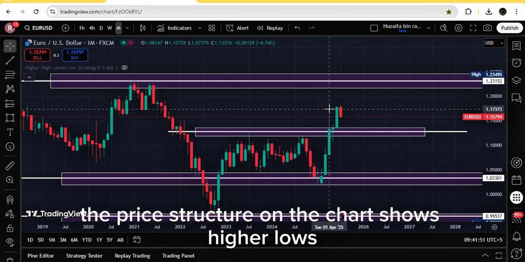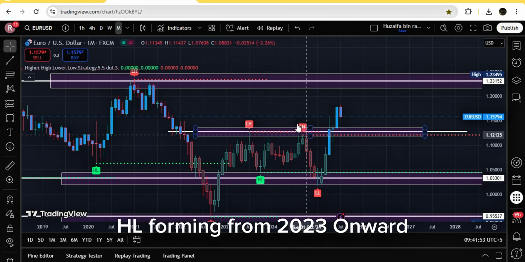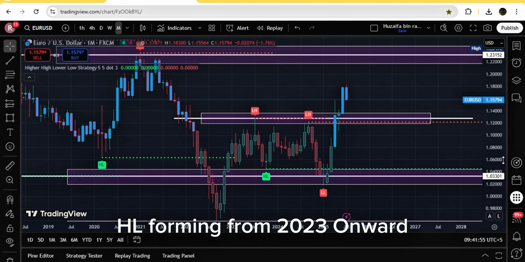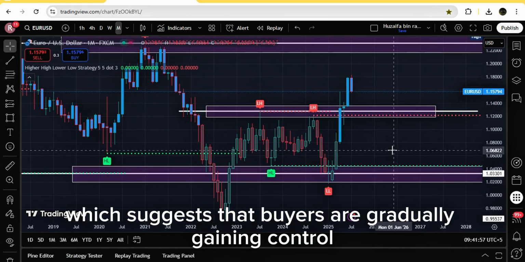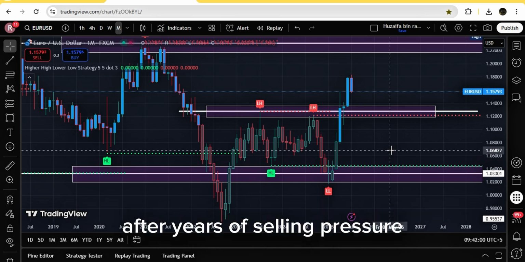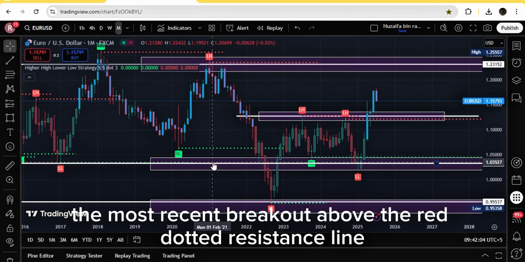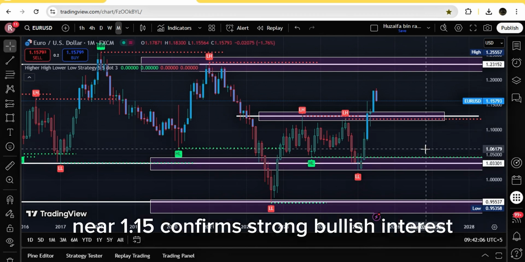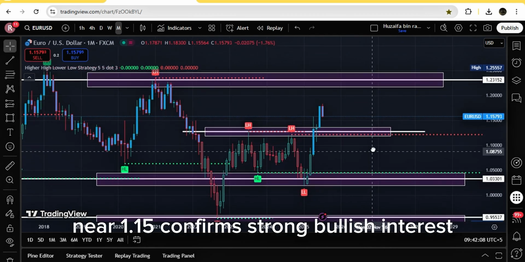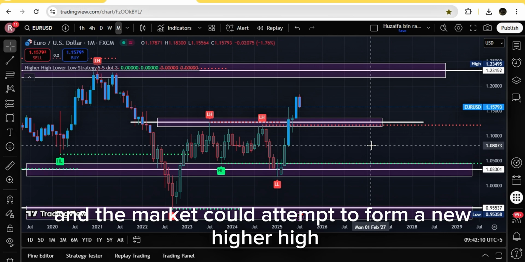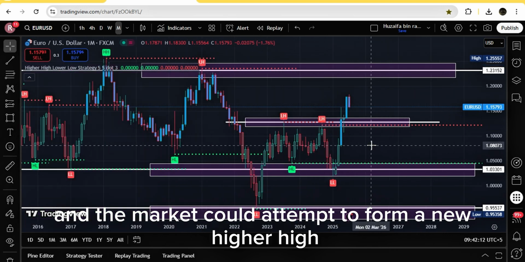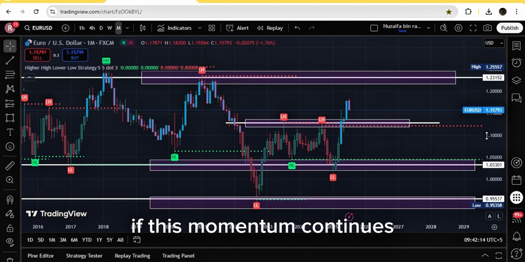The price structure on the chart shows higher lows, HL, forming from 2023 onward, which suggests that buyers are gradually gaining control after years of selling pressure. The most recent breakout above the red-dotted resistance line near 1.15 confirms strong bullish interest, and the market could attempt to form a new higher high if this momentum continues.